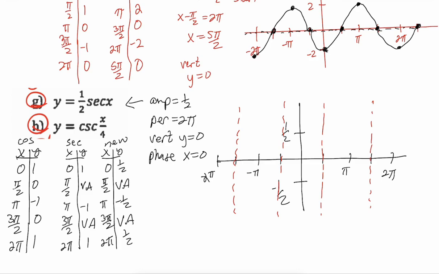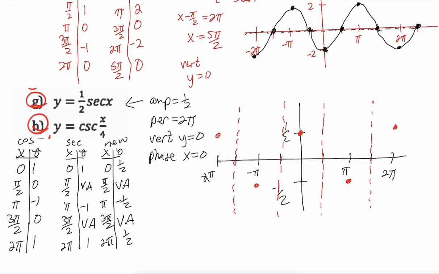Now let's put on our halves and negative halves. That's a 1/2. That's a -1/2. So then continue the pattern. That's a 1/2. That's a negative. That's a 1/2, and so on.